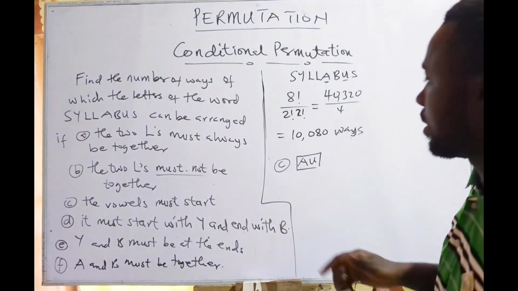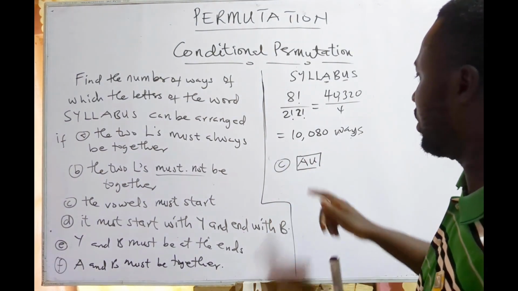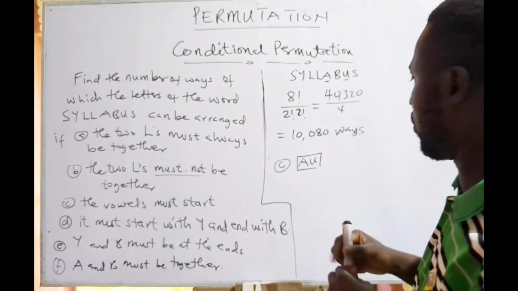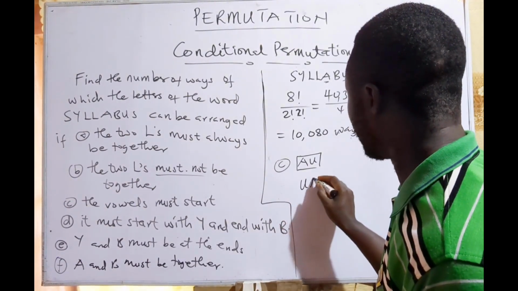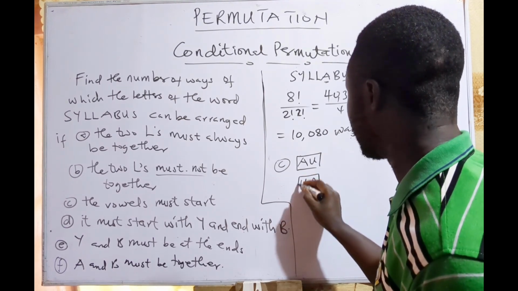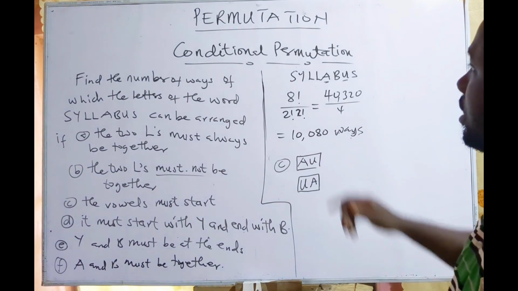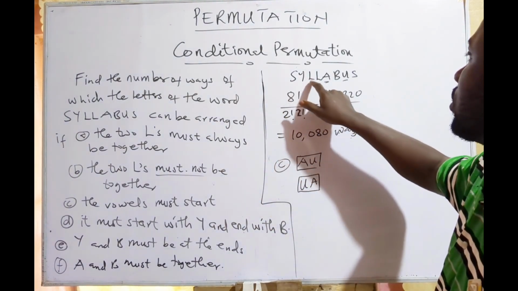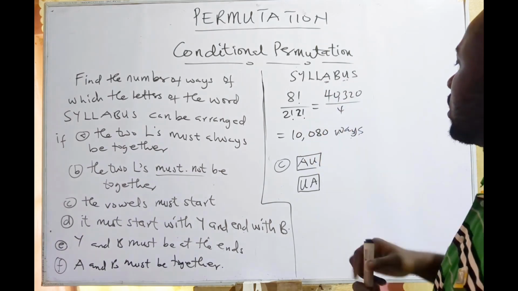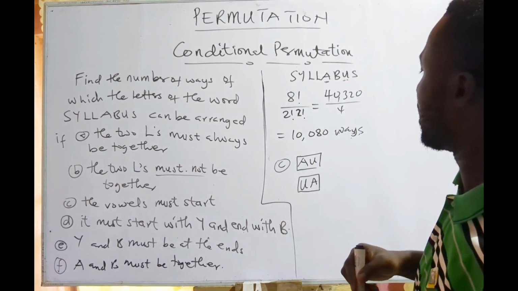So in the arrangement, it can be that A, U is starting, which is also a vowel, or UA, because the vowels must start. All right. But how many letters do we have in the word? 1, 2, 3, 4, 5, 6, 7, 8. So if AU is starting, how many letters are left?